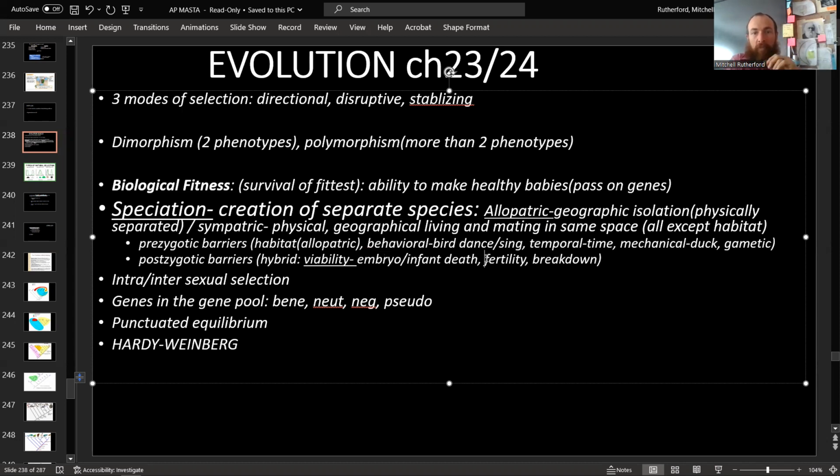Okay, then hybrid fertility is what we have with mules. A mule can be born and work very hard, but it is not, sorry, I'm about to sneeze.